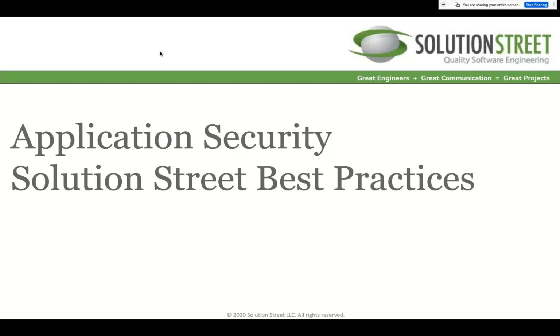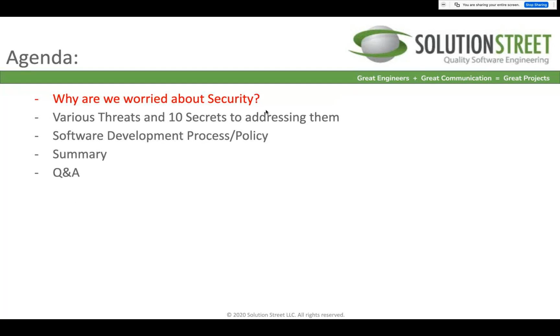All right, so welcome. Today we're going to talk about application security and the Solution Street best practices around that. Our agenda for today is first to talk about why we care about security. Why is it important? And we're going to talk about what the threats out there are and secrets to address those threats. We're going to boil it down to 10. There's probably more than that, but this is the primary 10 I'm going to go through today.